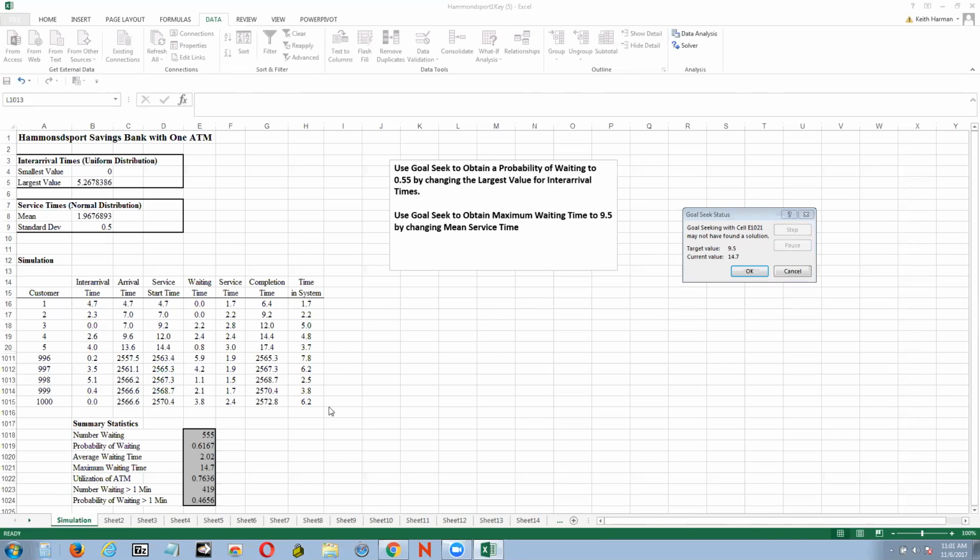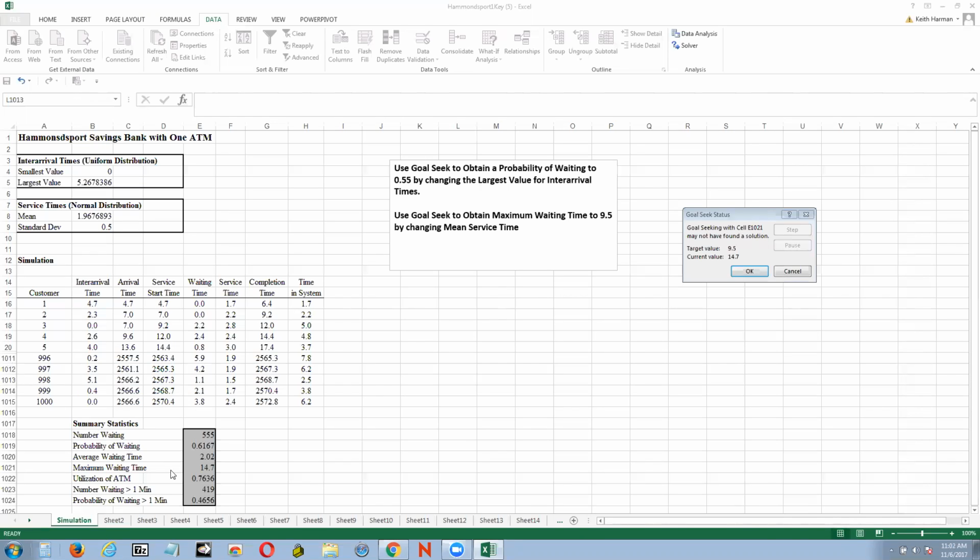We ended up with a mean service time of 14.7, and our target value was 9.5, so we changed the mean service time. That's the best that we could do with that solution. Again, we ran a simulation, and we could keep doing this, but we've got 1,000 simulated cases.